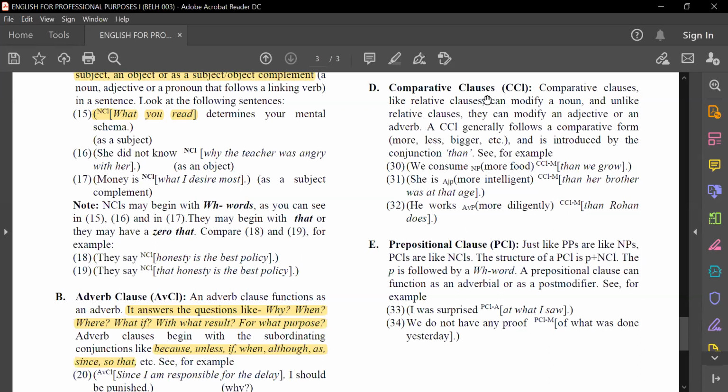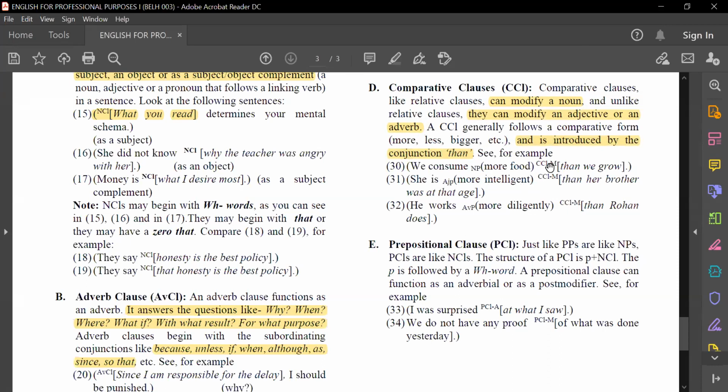Now comparative clauses generally follow a comparative form since we are using comparison, and it is introduced by a conjunction. So there are 2 points again over here. Comparative clauses can modify a noun, okay, and they can also modify an adjective or an adverb. And the last point is that it is introduced by a conjunction then. So this is the compulsion. That is how you compare them.